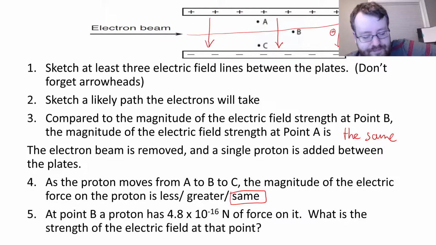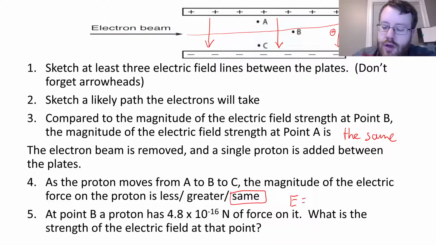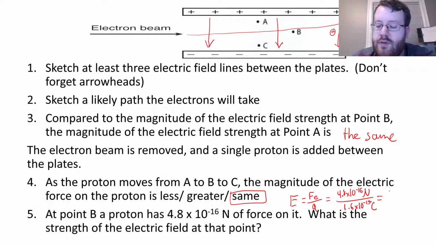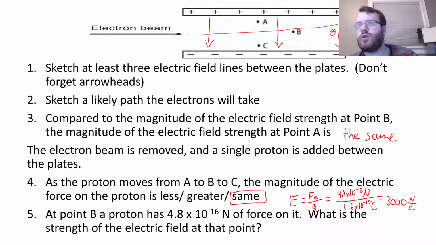Finally, at point B, we have a force of 4.8 times 10 to the minus 16 newtons on it. What is the strength of the electric field at that point? So here's my formula. We have a force of 4.8 times 10 to the minus 16 newtons divided by, again, I have to look at my reference table, 1.6 times 10 to the minus 19 coulombs. If I do that math out, I get 3,000. As I said, 1,000 is a pretty common number we see here, newtons per coulomb.